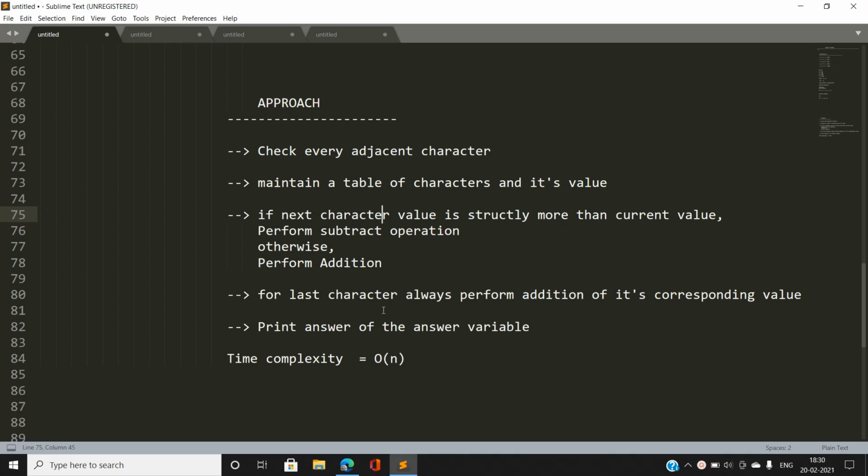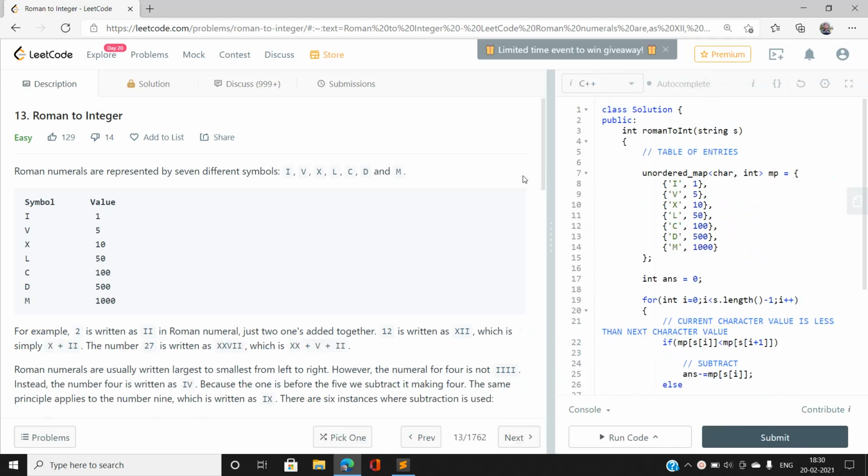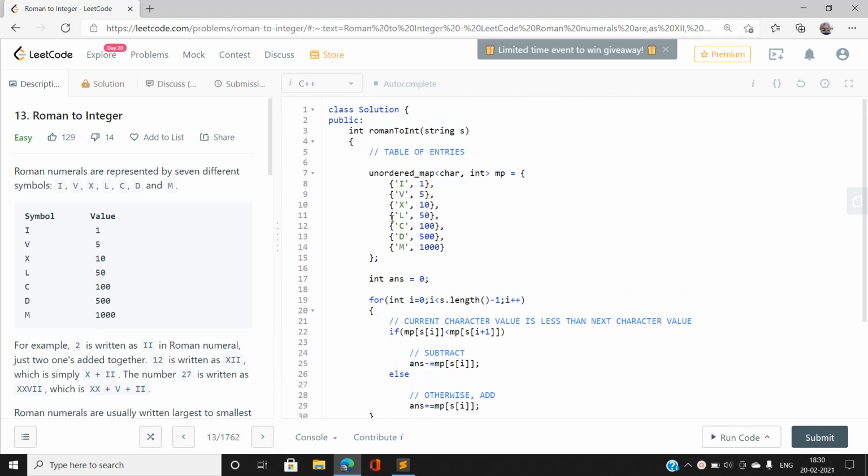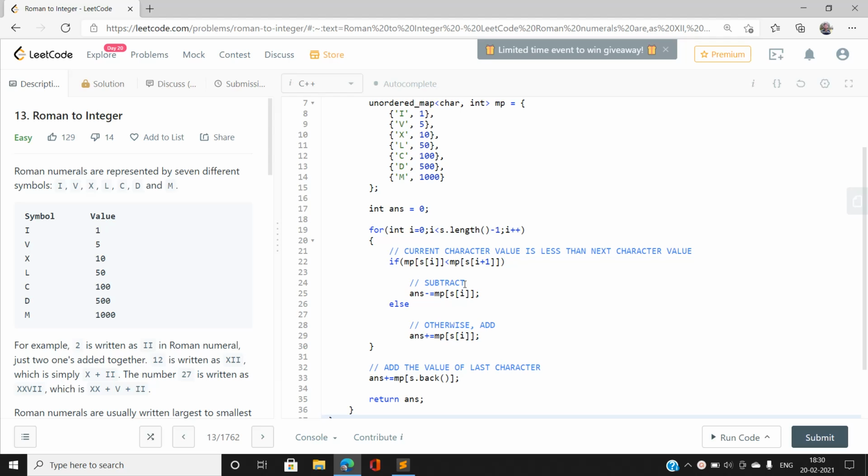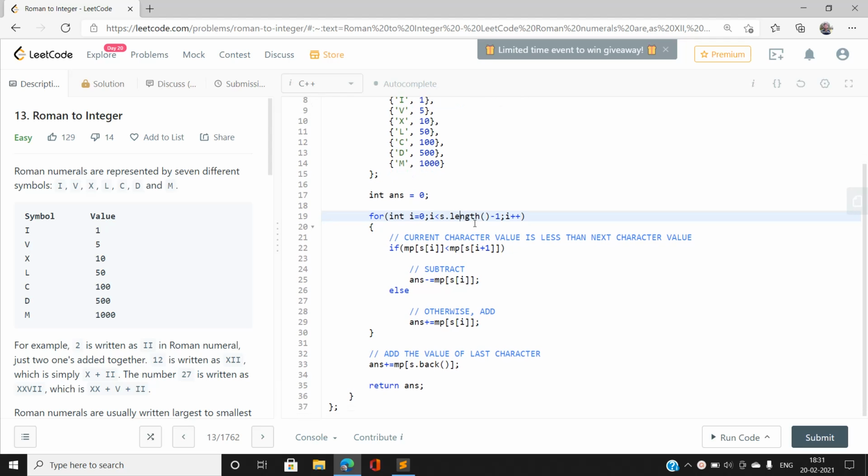Okay, so let's move on to the code and check out the implementation. There is a table of entries IV, XL, LC, DM, and their values in an unordered map, because this will make our code somewhat faster. Then I'm going to iterate in the string. Note that I'm going to iterate till length minus 1, and if the value of the current character in the table is less than the value of the next character, then I'm going to subtract from our answer variable. Note that I have initialized the answer variable at 0, because I'm going to build up the answer from 0. And if this does not hold, I am going to add the current character value. Note that the last character value is always going to be added, so I am going to add that, and finally I am going to return the answer.